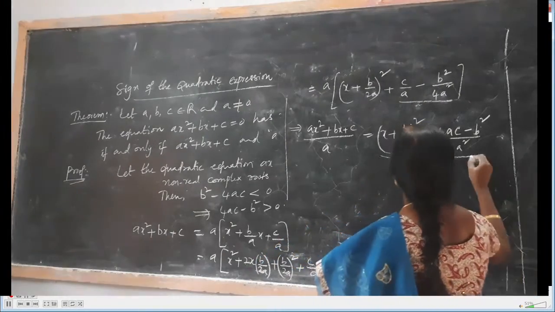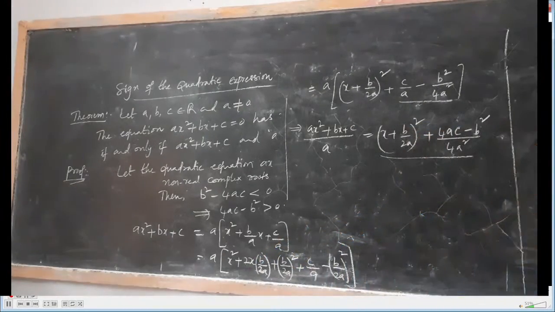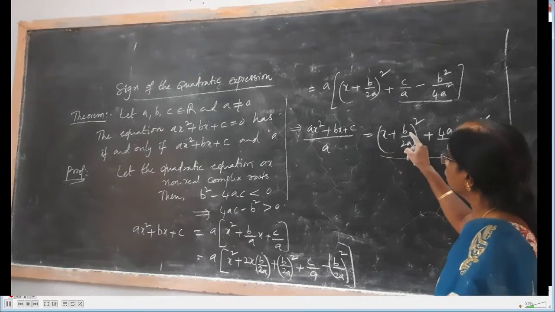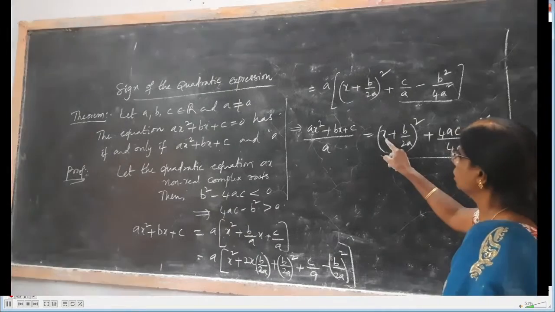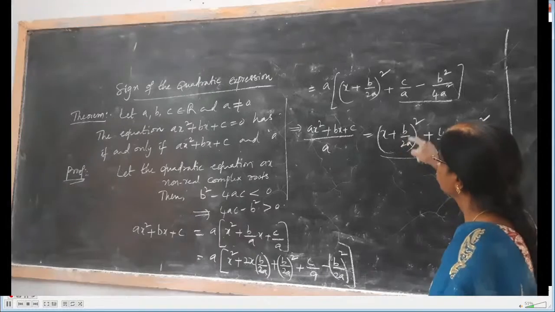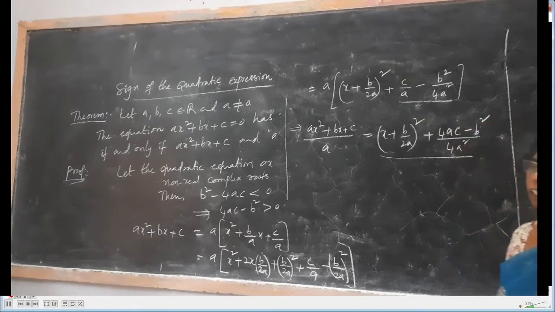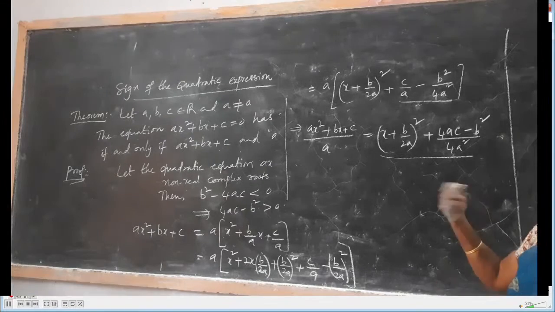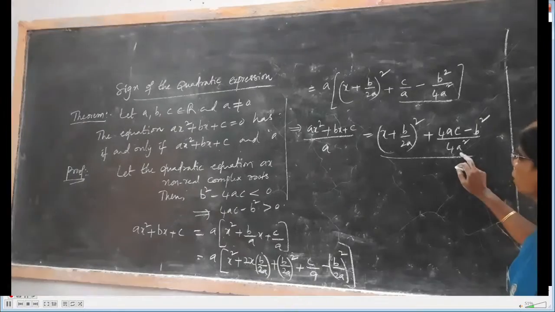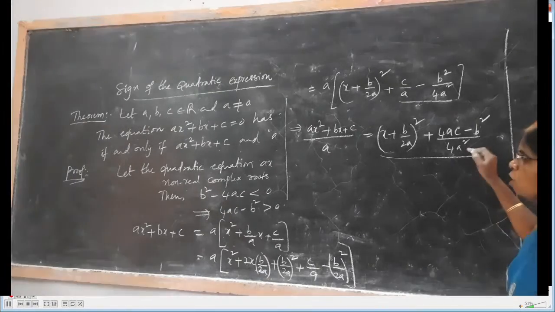Now observe this one. Look here. Whatever it may be the value of x, either positive or negative, whatever it may be. So this is x plus b by 2a whole square. X plus b by 2a whole square is positive, because it is a whole square. And 4a square, whether a is positive or negative, 4a square is positive.